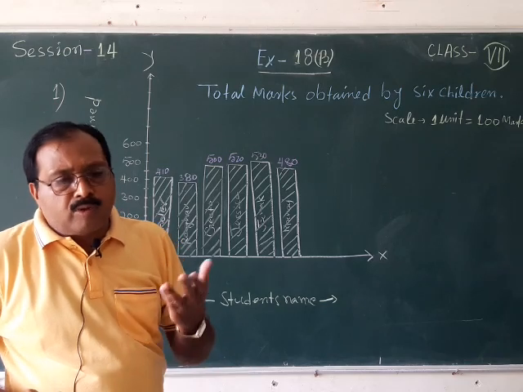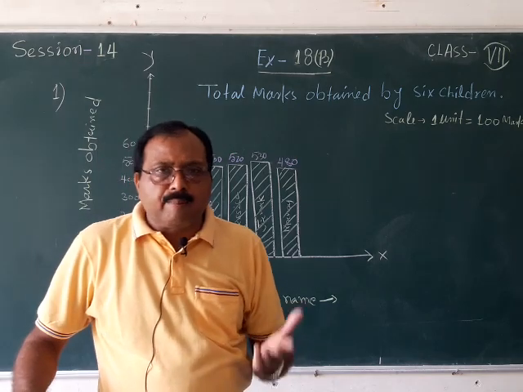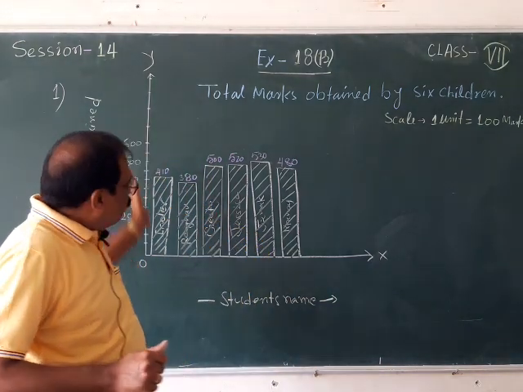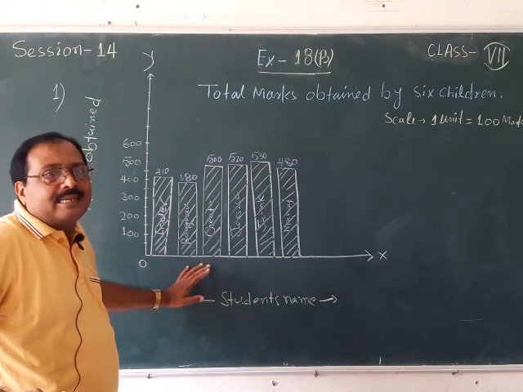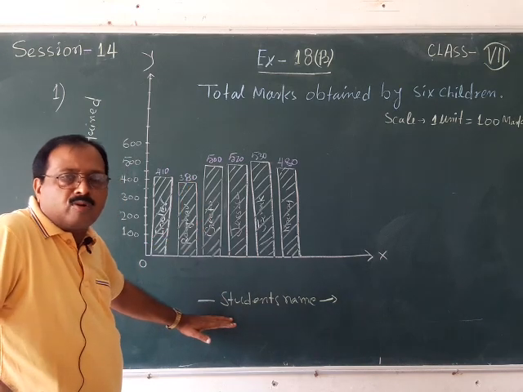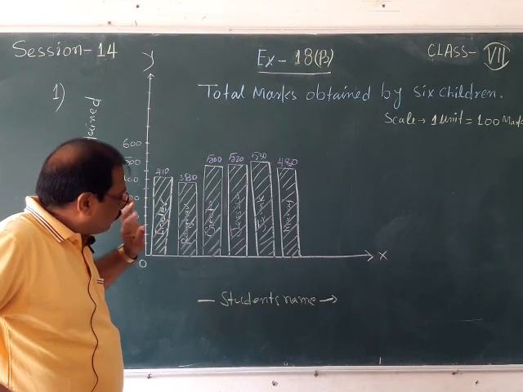Otherwise, if you do not have a graph sheet, you can draw the bar graph on a plain sheet. You just take your scale and pencil and draw 2 perpendicular lines like that. The lines are known as the x axis and y axis. In one axis, one piece of information will be there. In the other axis, another piece of information will be there.